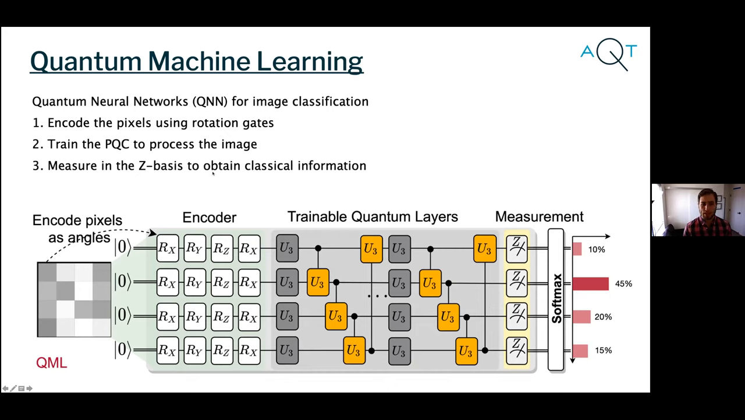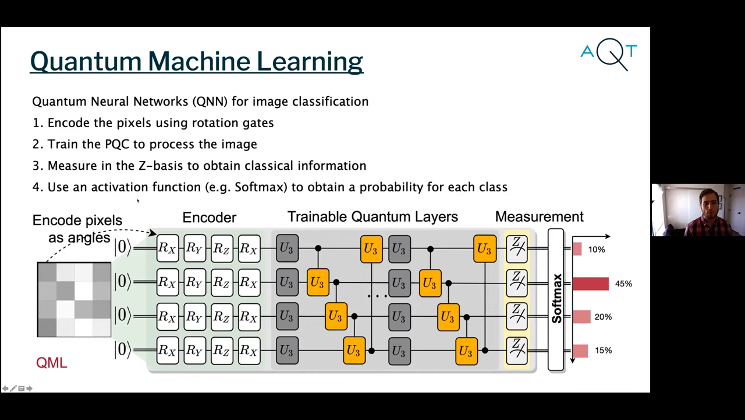To do this, we measure the Z basis, and we can obtain classical bit strings. And finally, just like we do in classical machine learning, we may pass these bit strings through some activation function like a softmax to obtain a probability for each class. So the workflow is very similar. It's just we're using a quantum circuit to encode the information instead of a classical matrix.